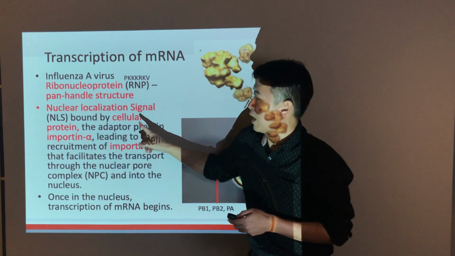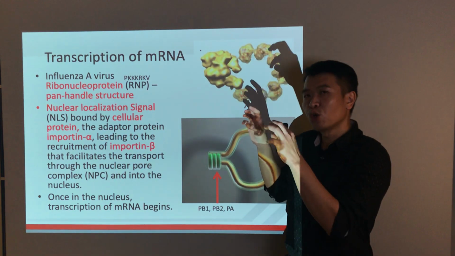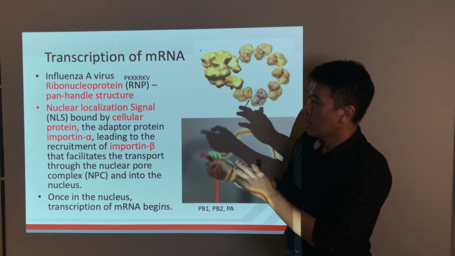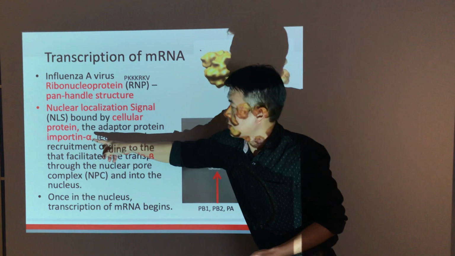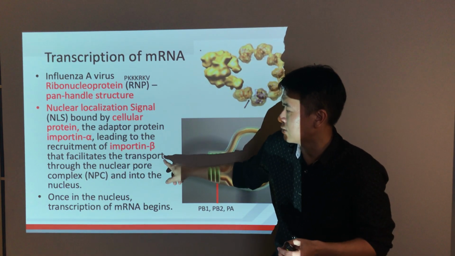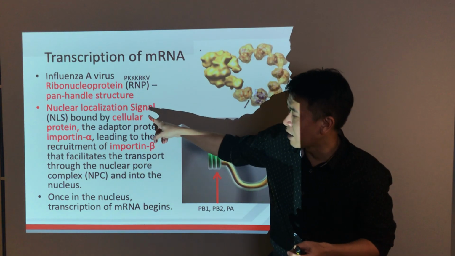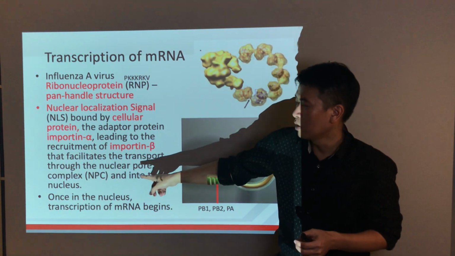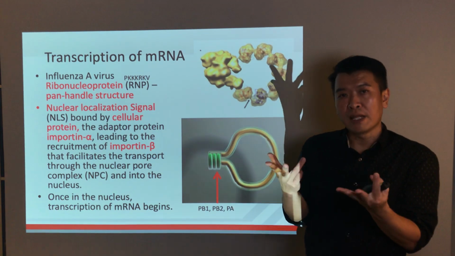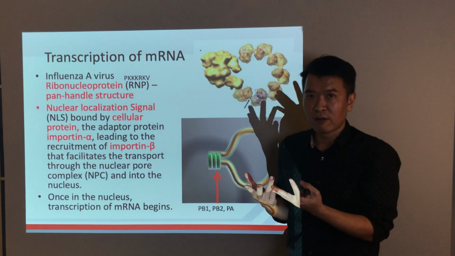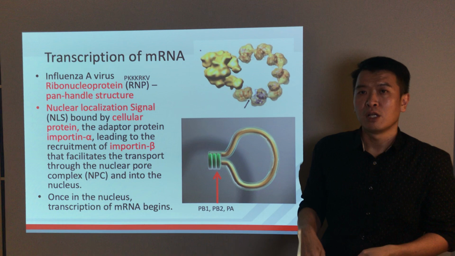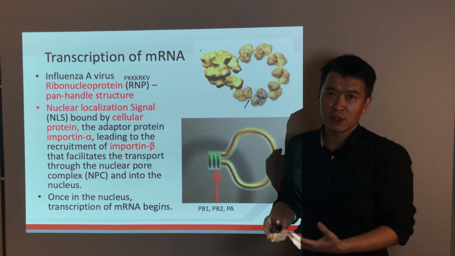So these two proteins are the cellular proteins that are responsible for translocating the viral nucleoprotein into the nucleus. Right? So these are the two proteins that facilitate the transport of the RNP through the nuclear pore complex into the nucleus. So now the 8 segments of the influenza virus RNP are being transported into the nucleus. Once in the nucleus, transcription can happen.